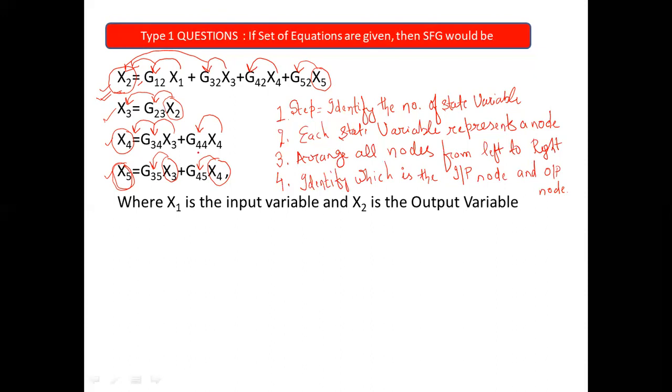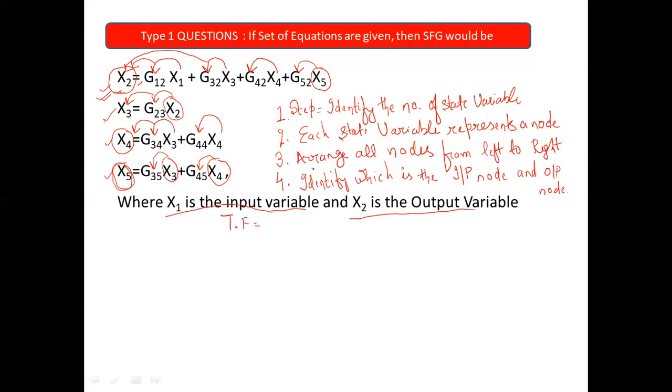Now how will you identify the input node and output node? What actually happens in the question is that sometimes it is given that x1 is the input variable and x2 is the output variable. Over here it is given, so there is no need to identify the nodes, but sometimes in a question it can be said that you have to obtain the transfer function.